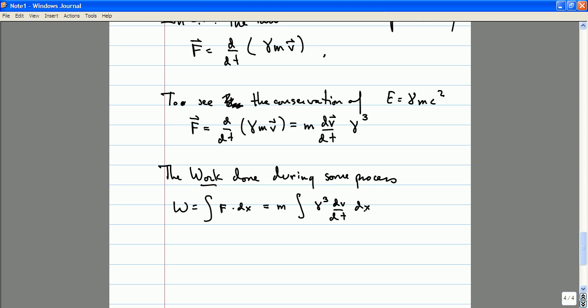And I could then make the following very clever change of variables. So here I'm regarding the different points on the trajectory of the particle as labeled by the position of the particle x. But I could also label them by the velocity of the particle, v, and I could use the fact that v is equal to dx over dt to rewrite this formula as the mass times the integral of gamma cubed times dv times dx over dt. What have I done there? I've just moved the dt from here over to here. Okay.